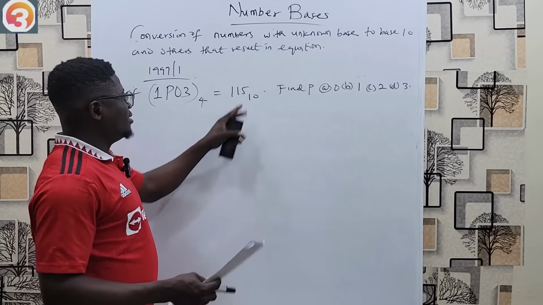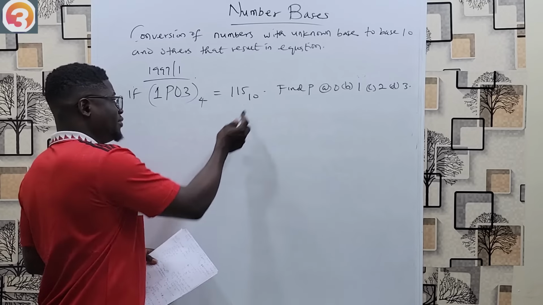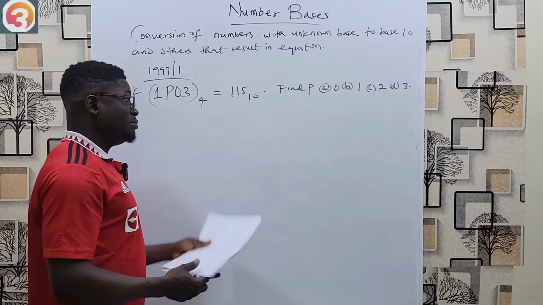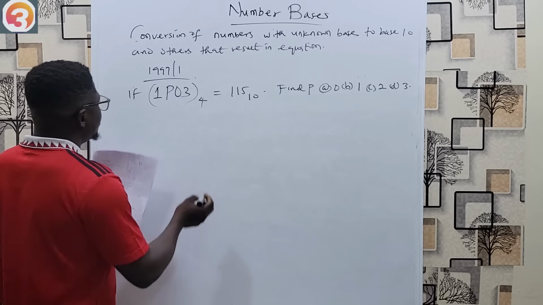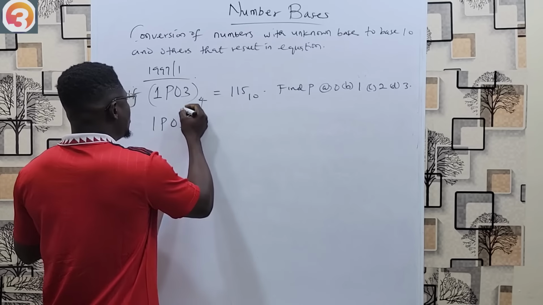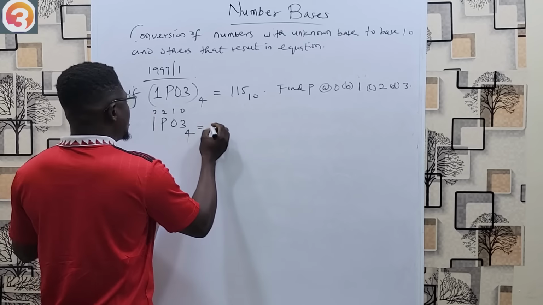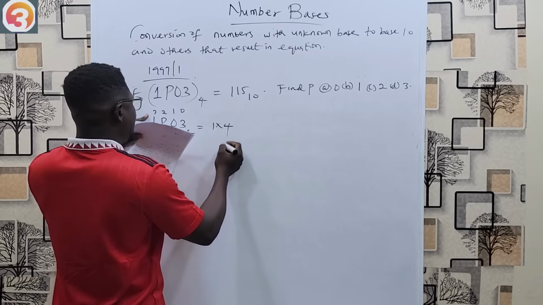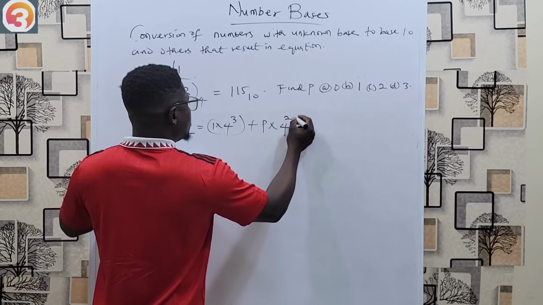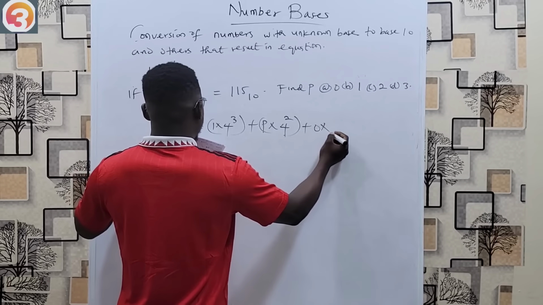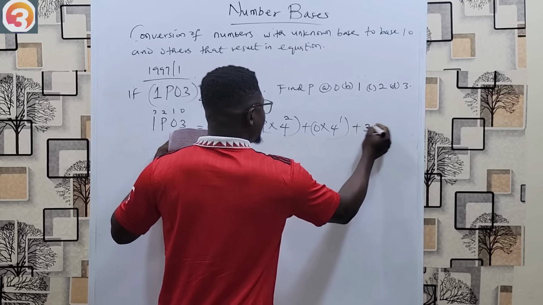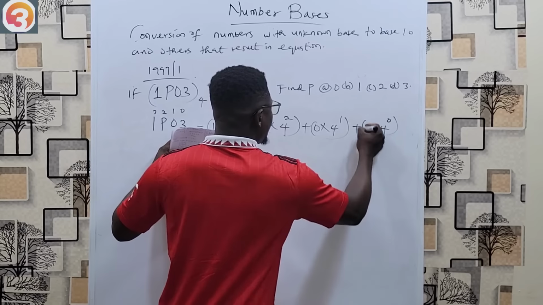Find P. Now, the thing here is that 115 is already in base 10. So what we need to convert is this one to base 10 so that the bases will be in unity. So we take 1P03 base 4, with positions 0, 1, 2, 3. I'm going to have 1 times 4 raised to power 3 plus P times 4 raised to power 2, plus 0 times 4 raised to power 1, plus 3 times 4 raised to power 0.